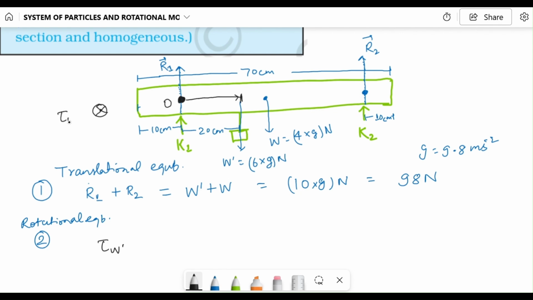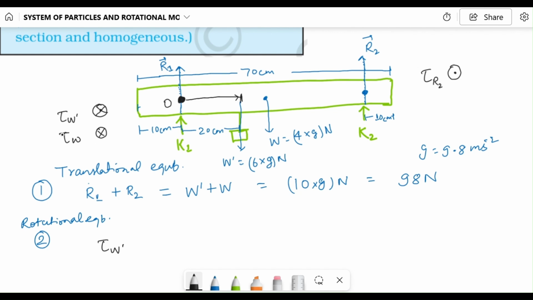So we can write torque due to W prime inward. And as this W is also acting along the same direction, so due to this also the torque will be inward here, meaning perpendicular to the plane of this screen and acting inward. Okay, now what about this R2? Due to this force, torque will be acting outward here, meaning perpendicular to the plane but coming outward. So these two torques are inward.